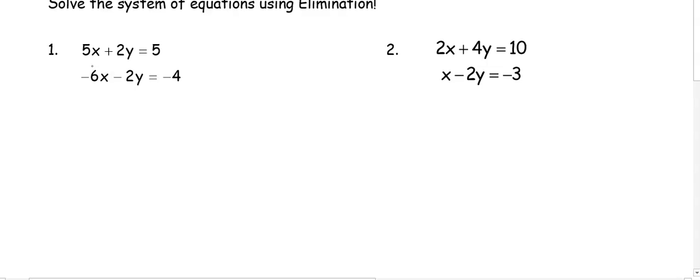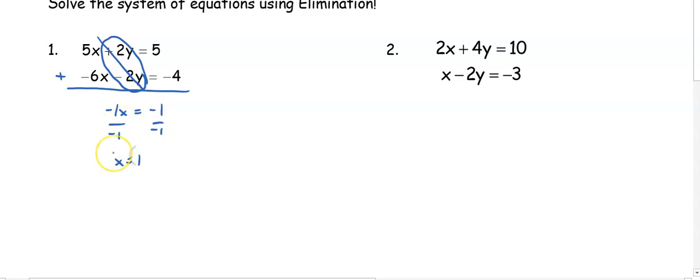In order to have elimination work, one of the variables needs to have opposite coefficients. So in this case, the y's are opposite coefficients because it's +2 and -2. So those cancel out, and then we add everything else straight down. So 5 plus -6 is -1x. 5 plus -4 is -1. We divide by -1 on both sides, so x equals 1.